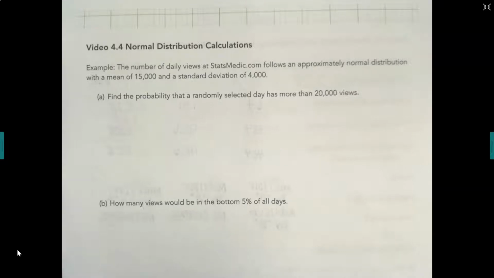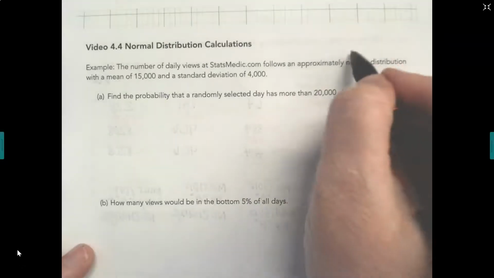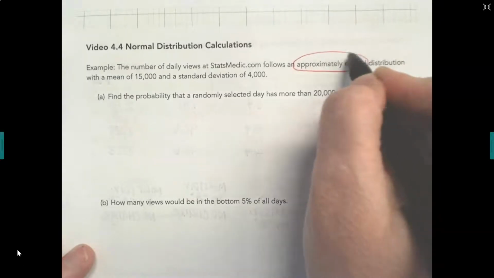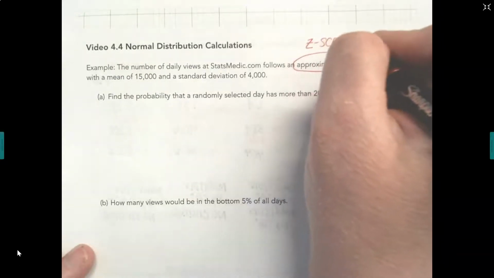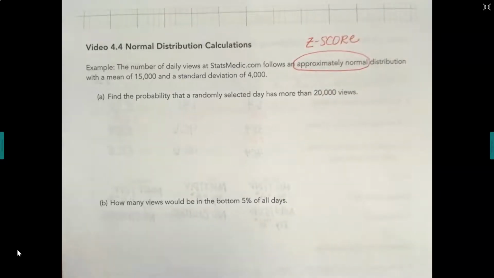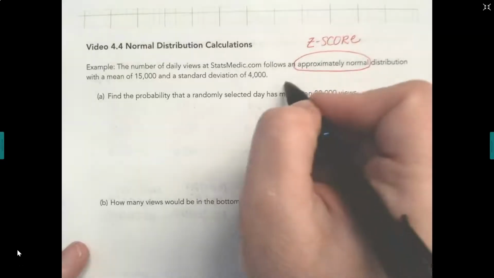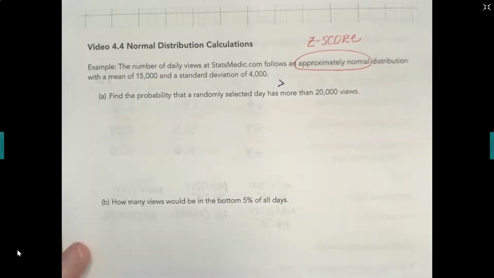The number of daily views at statsmedic.com follows an approximately normal distribution with a mean of 15,000 and a standard deviation of 4,000. So what's important here are the words approximately normal. That means you want to find a z-score. All right, so we want to find the probability that a randomly selected day has more than 20,000 views. So more than means greater than.